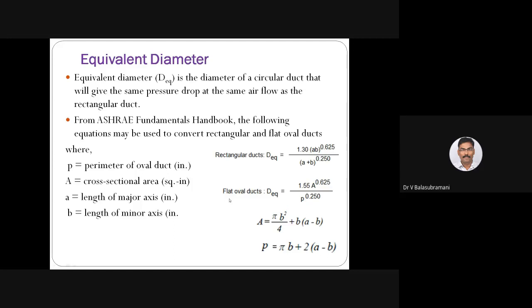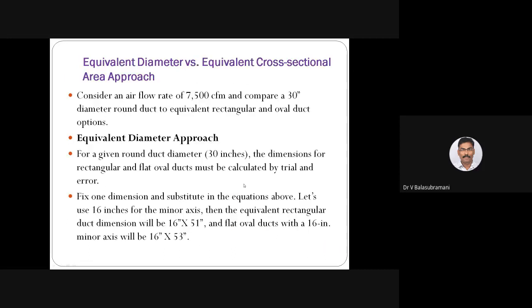But for flat oval ducts, D equivalent is calculated with A as the cross section area of the oval duct and P as the perimeter of the oval duct. So now we may find the equivalent diameter. Next is the equivalent cross sectional approach. We will discuss one problem.